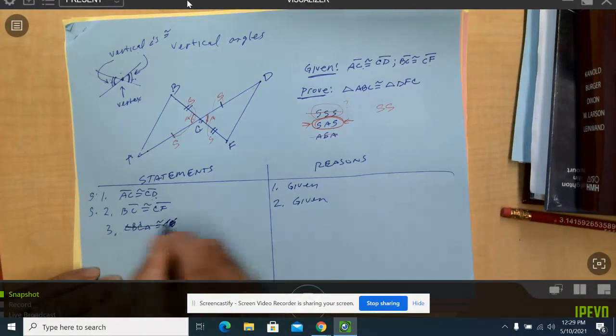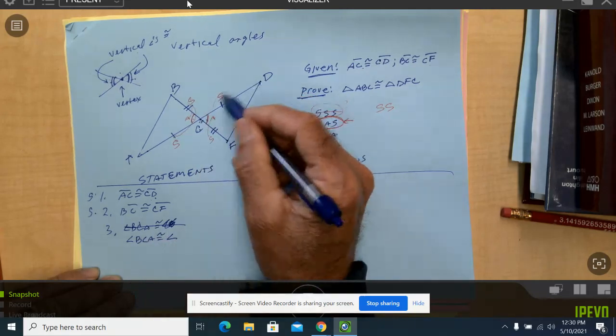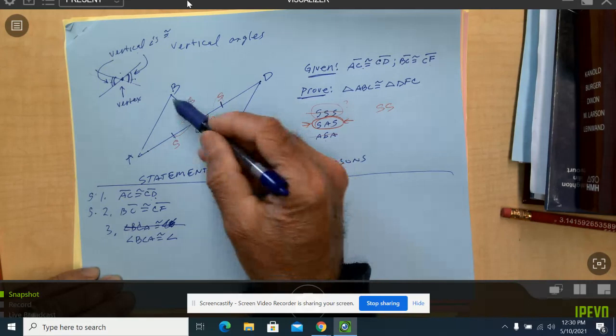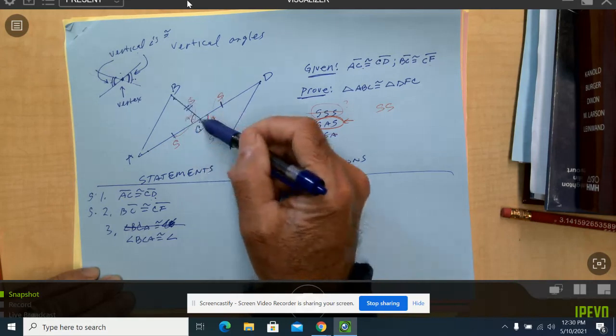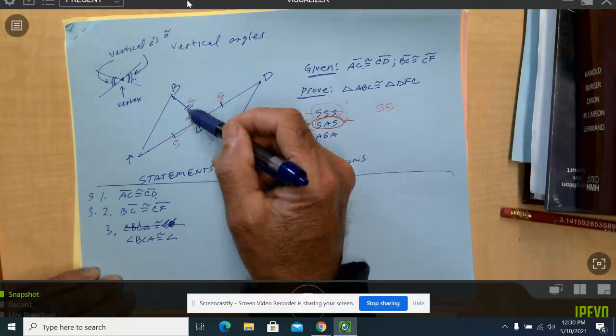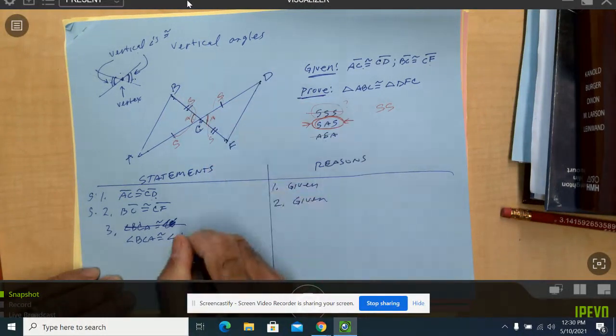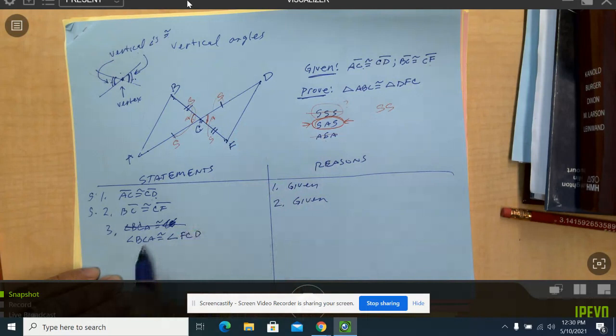I messed up. Let me rewrite that. So angle BCA, I didn't give myself enough room. It's going to be congruent to, that has to be in the middle. So you don't have to do it in the exact same order, as long as that being in the middle is what's important. But I went from B past the 2, I'm going to go FCD. Again, the important thing is the C is in the middle.